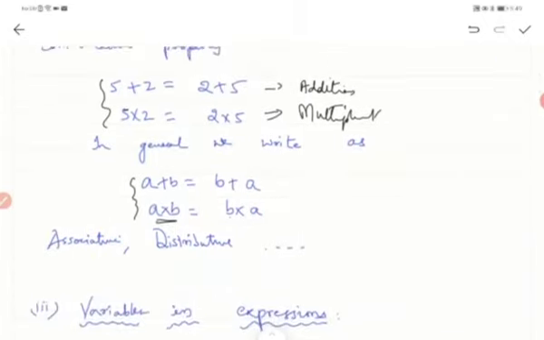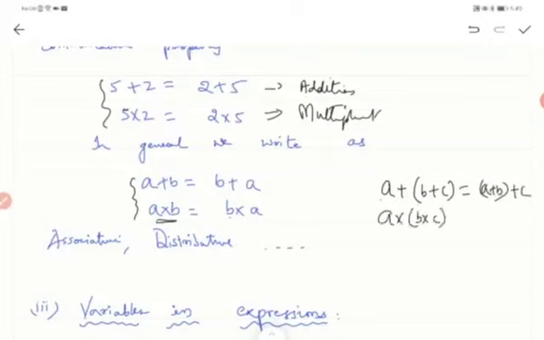For the associative property in general, what was it? It is a plus b plus c equal to a plus b plus c with the bracket shifted; associative is just shifting of brackets. For multiplication, it is a into b into c, with the bracket shifted, a into b into c, right? All these a, b, c, what are they? Variables. They will hold some number. It can be anything, any number.